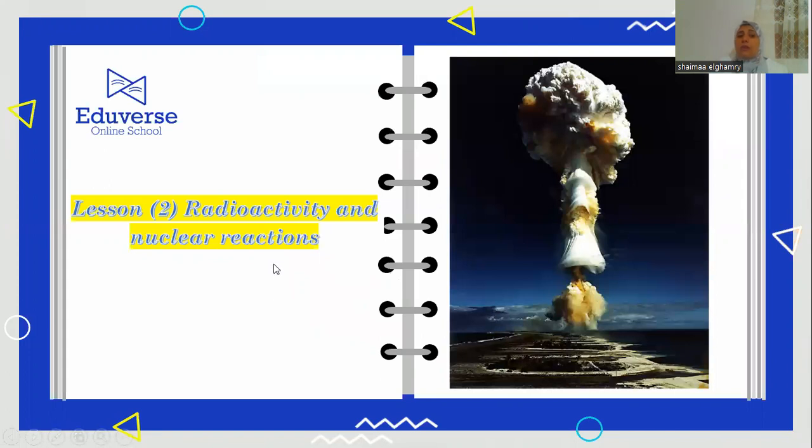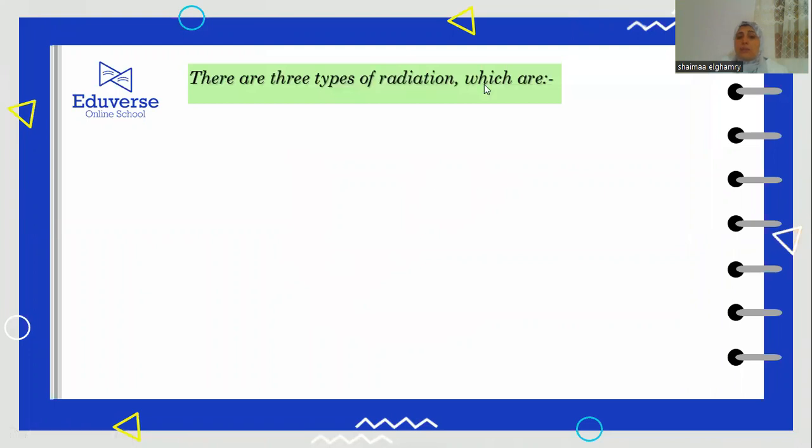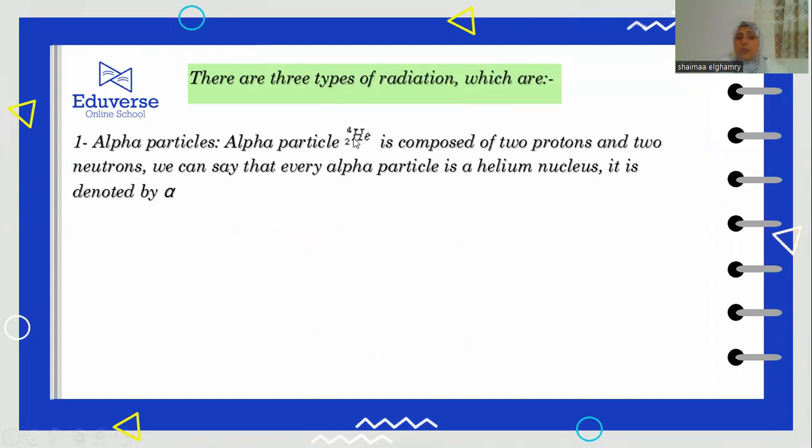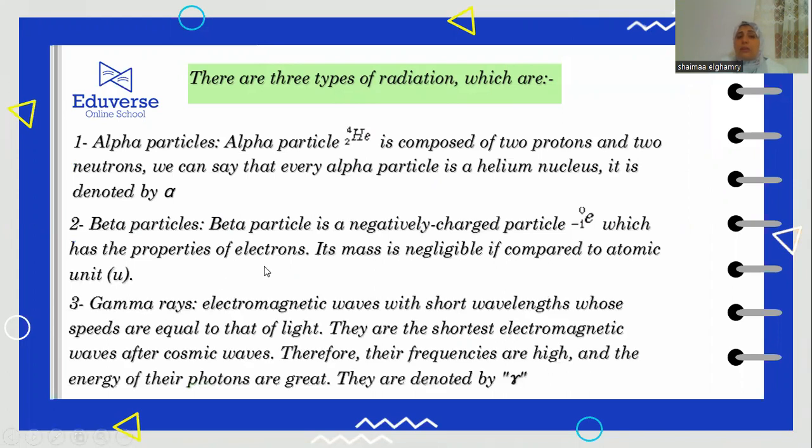Let's look at radioactivity and nuclear reactions. We have 3 types of radiation, which are alpha radiation, beta radiation or beta particle, and gamma rays. An alpha particle consists of 2 protons and 2 neutrons. A beta particle represents a negatively charged particle without any mass. Gamma radiation has no mass and no charge.